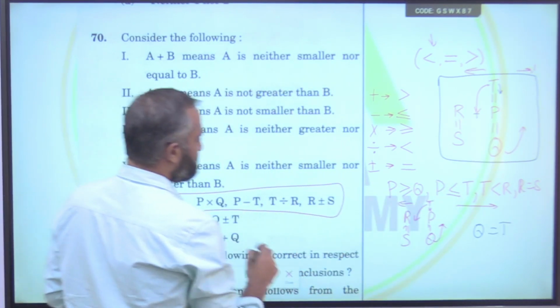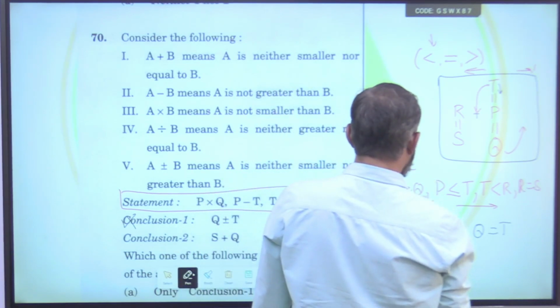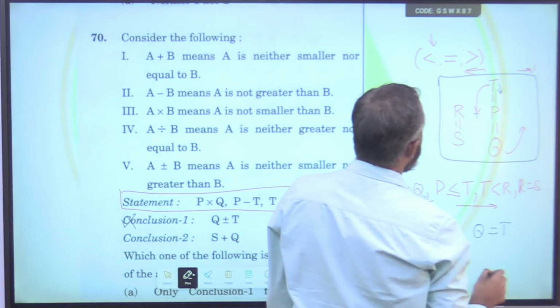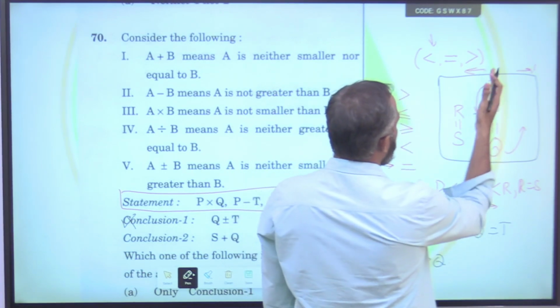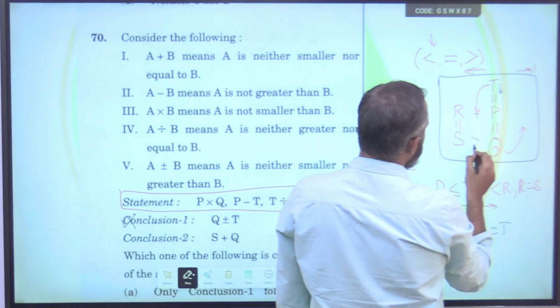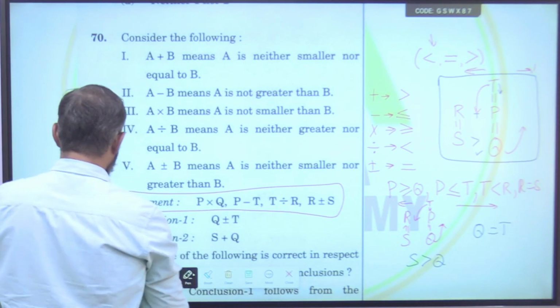Next, S plus Q. And S is greater than Q. Yes, obviously, because what did I tell you? This side things are greater than. S is greater than Q. Yes, that is true. So only conclusion 2 stands.